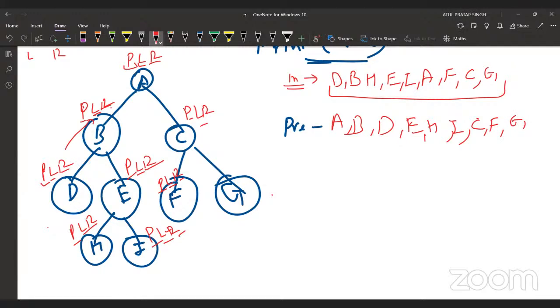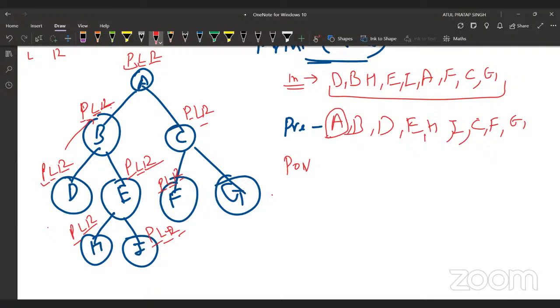So in the pre-order traversal, we access the node information first, then we check the left child. If it is available, we recursively call on the left child, then we perform the same thing on the right. So we will get this order. In pre-order, the root node will always come at the first position.